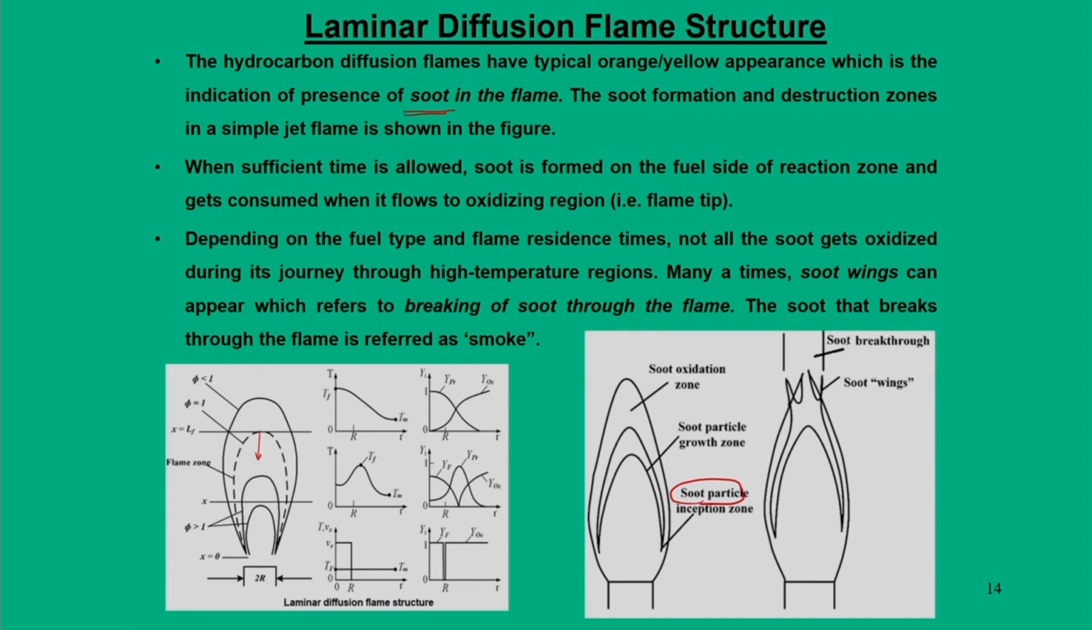Now, if for a variety of reasons it does not oxidize, then we will have the formation of soot wings. In these soot wings, we will find that at some zone of the flame surface there is a soot breakthrough. That means these soot particles break through, and we normally refer to this as smoke. Depending on the fuel type and fuel residence time, not all the fuel gets oxidized during its journey from high temperature regions. So, many times soot wings are formed, which is the breaking of soot through the flame. The soot that breaks through the flame is referred to as smoke.